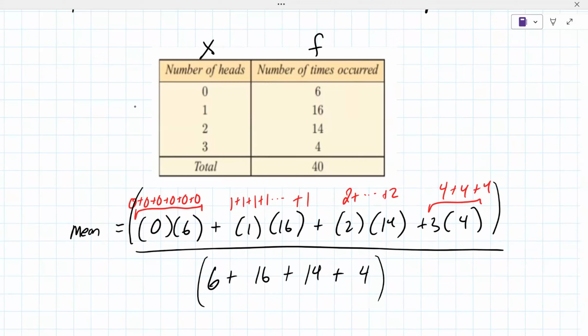Okay, that's not going to work. Wait, parentheses around all of those, like two big parentheses, or parentheses for every single little one? You don't need those. You can just do 0 times 6 plus 1 times 16 plus 2 times. The parentheses are just for visual.